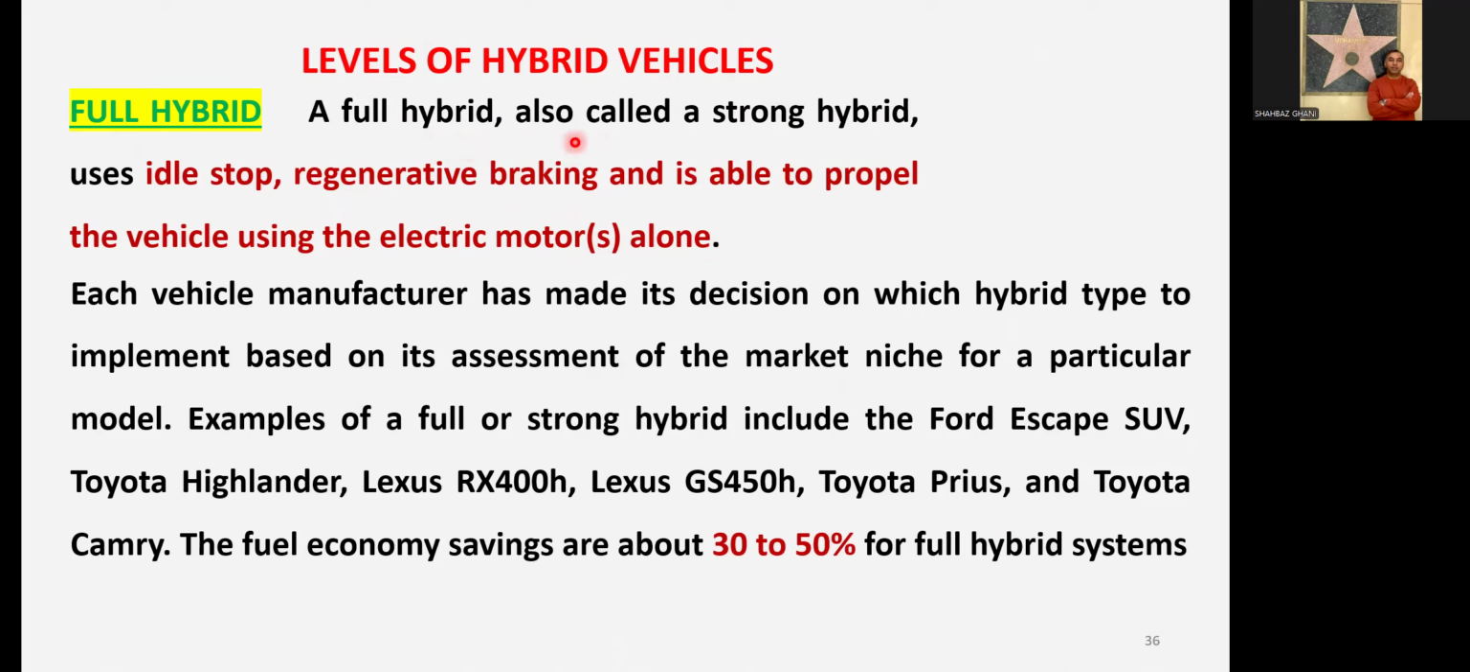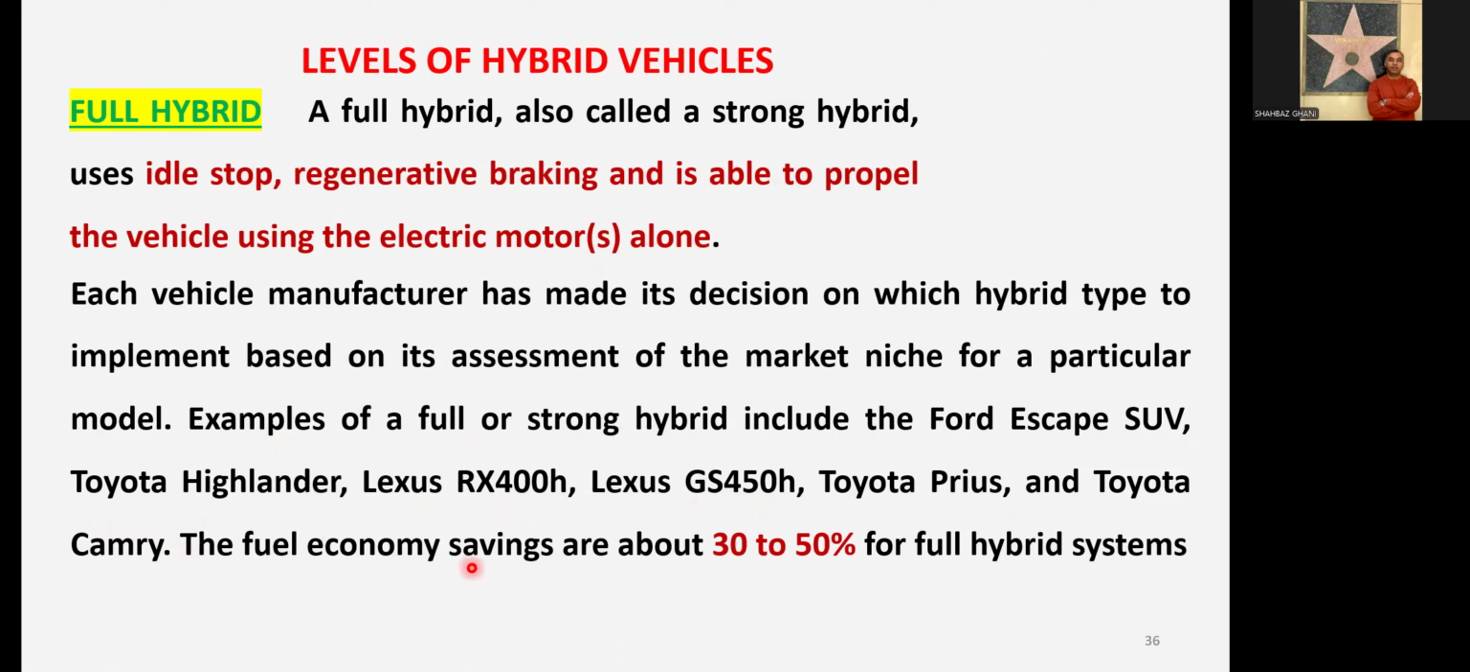Each vehicle manufacturer has made its decision on which type of hybrid is to be implemented based on its assessment of the market niche for a particular model. Examples of a full or strong hybrid include the Ford Escape SUV, Toyota Highlander, Lexus RX 400h, Lexus GS 450h, Toyota Prius, Toyota Camry, and so many more.